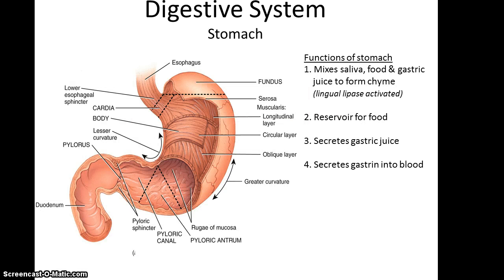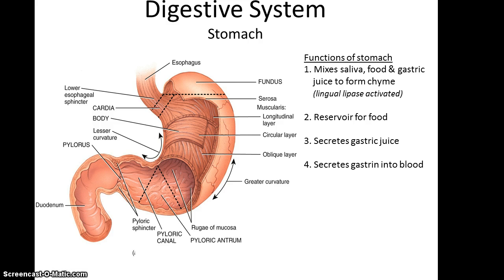The stomach is then the next area. The bolus of food will arrive into the stomach. And some of the functions of the stomach include mixing the saliva, food, and gastric juice that the stomach produces to form what is called chyme. At this point, the lingual lipase that was produced by salivary glands will become active and start breaking down fatty acids. The stomach also acts as a reservoir for food, a place for it to be stored for a short period of time.